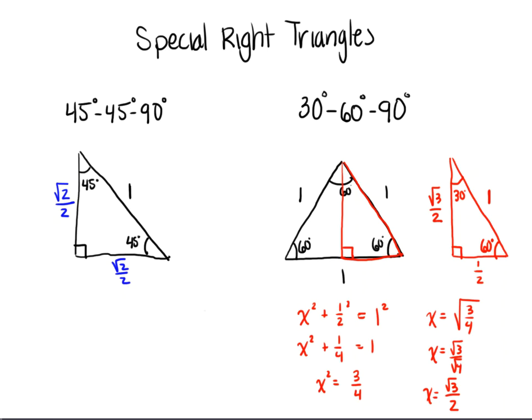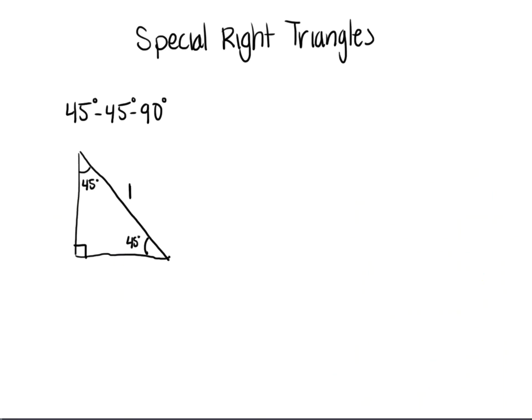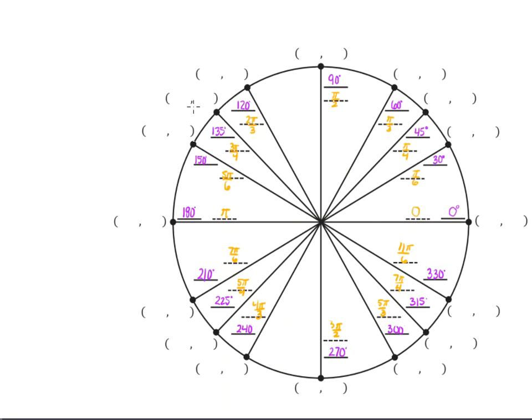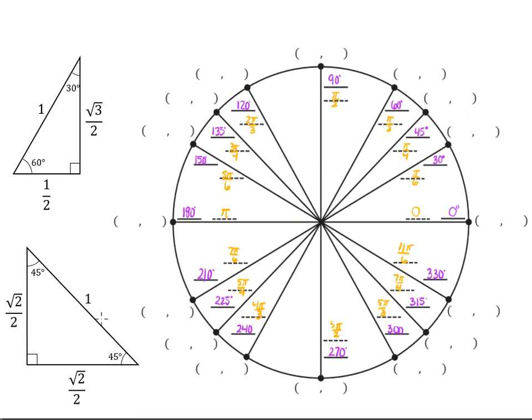So now, why do we care? All right, so here's what I'm going to do. I'm going to erase all this. Don't worry, we'll bring them back up again. Let's erase all of that too. Okay, so now we're back at our circle right here. Let me pull up our special right triangles. Here they are right there. This is our 45-45-90 and our 30-60-90 special right triangles.